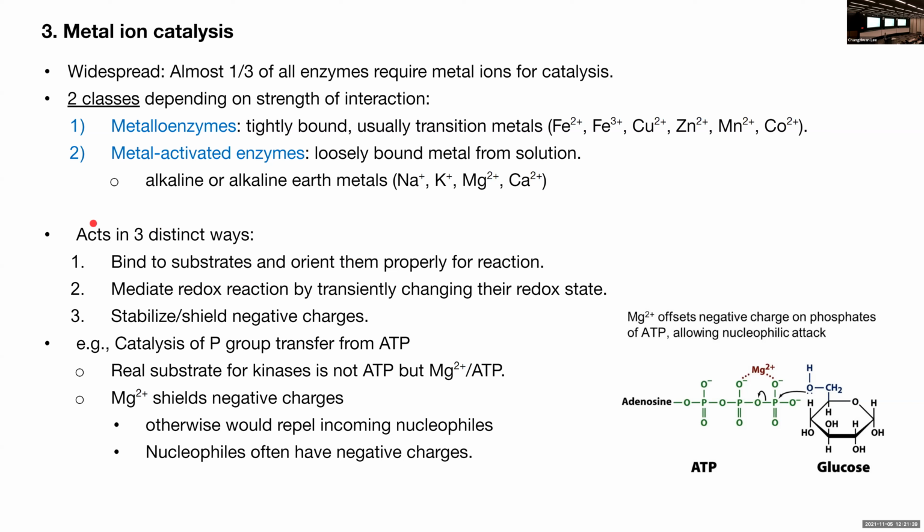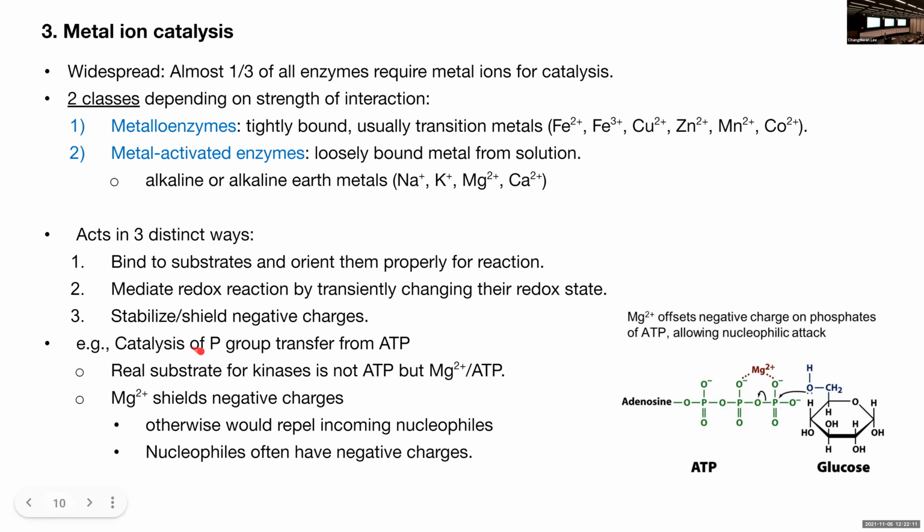And they basically act in three different ways. The first way is that the metal ions bind to substrates and orient them properly for reactions. So it's not like they're really involved in any kinds of catalytic reactions, but only because they have specific charges and preference to their partners, they're going to orient their substrate based on the electrostatic property.